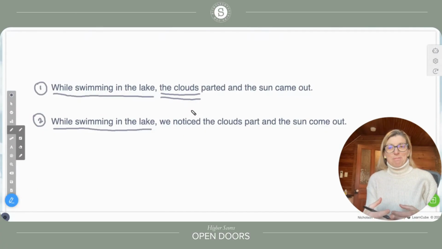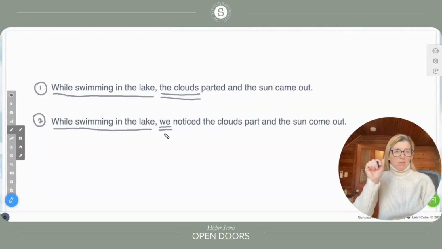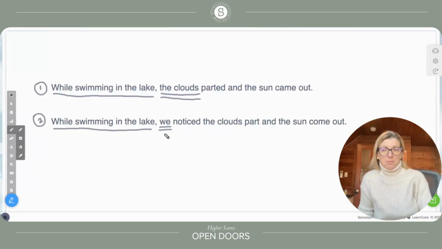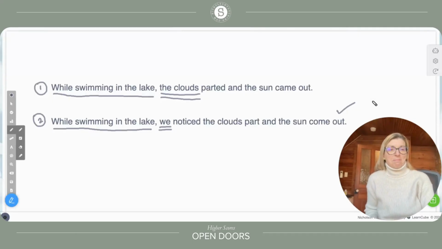To fix that, we have to rewrite all or part of the sentence to make that modifying phrase go next to what it's actually modifying. In this case, we have fixed it by putting the "we" directly after the comma. Now we've eliminated the confusion. It's clear that we are swimming in the lake. So number 2 is grammatically correct, which is what we want.